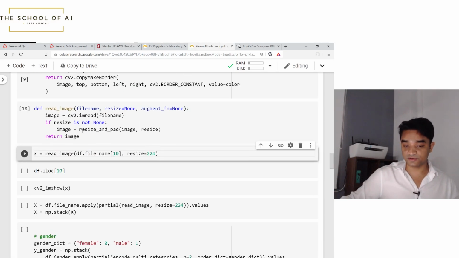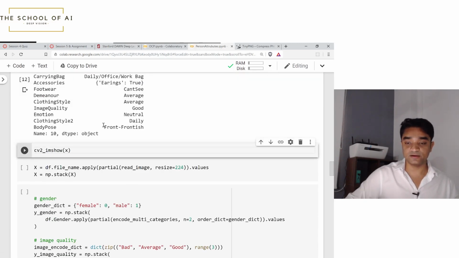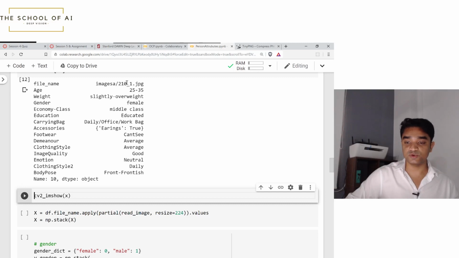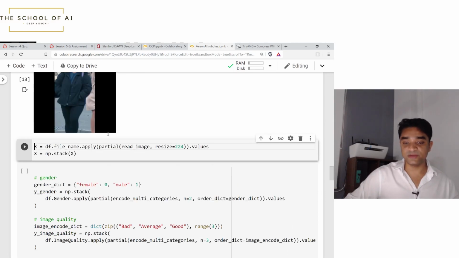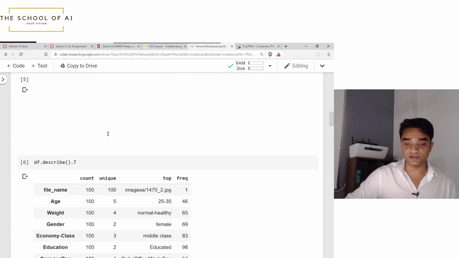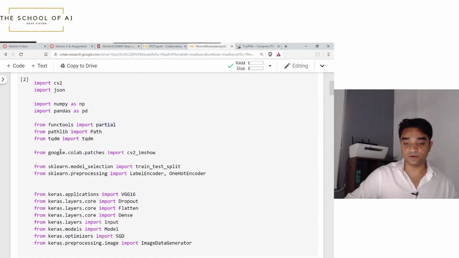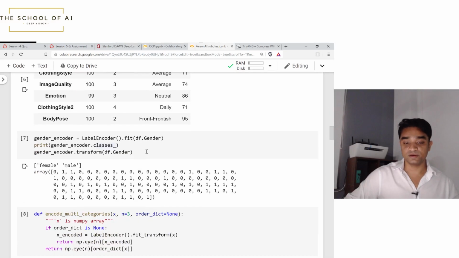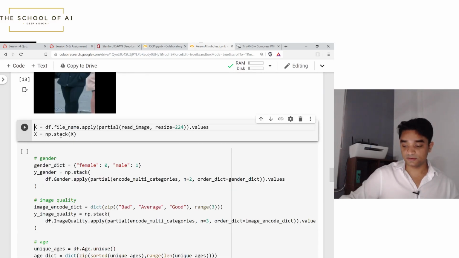We are reading the image. I'm seeing what my image number 10 looks like. It says 210, age is 25 to 35, slightly overweight. These are statistics of that particular image. Let's see that image. If you're trying to run OpenCV and imshow, it would not run unless you call this patch, google.colab.patch, and import cv. Then you can run some of the OpenCV code, imshow code. Okay, it's done.